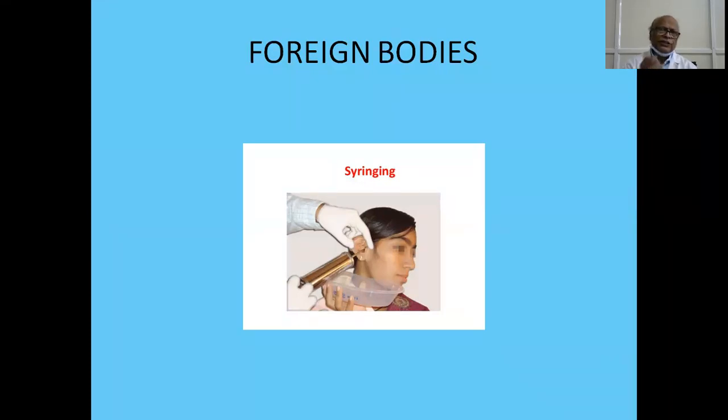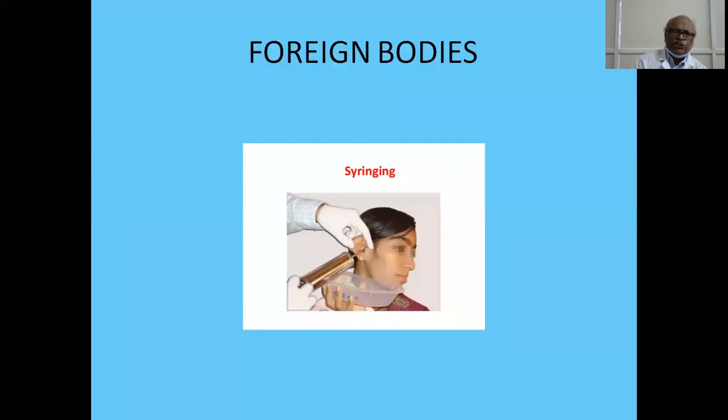People killed patients by their negligent handling of these cases. They appear very simple, particularly in children. If a child is brought with a foreign body history, if it is seen, it is round and small and the child cooperates, then you can do a gentle syringing.